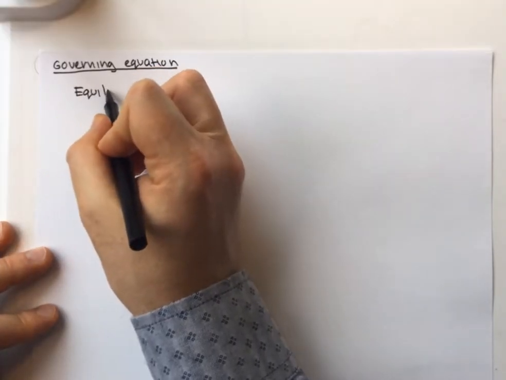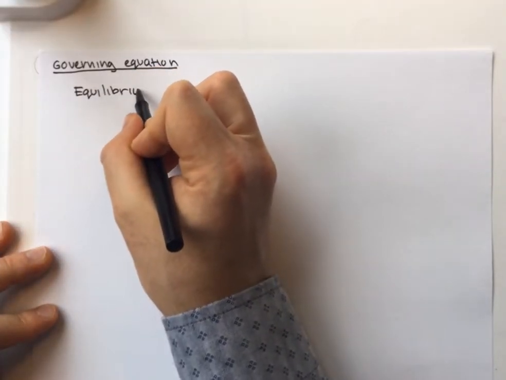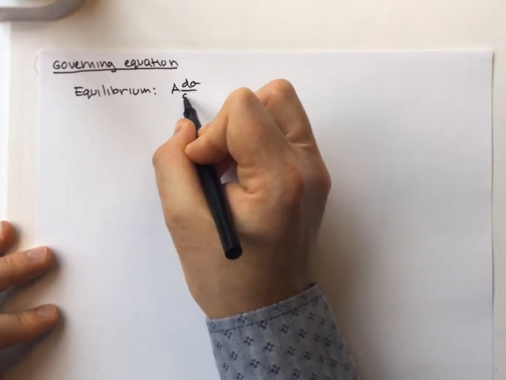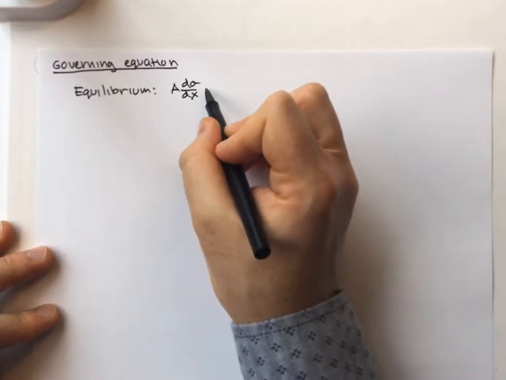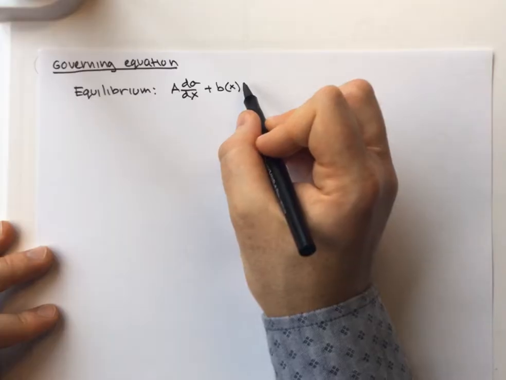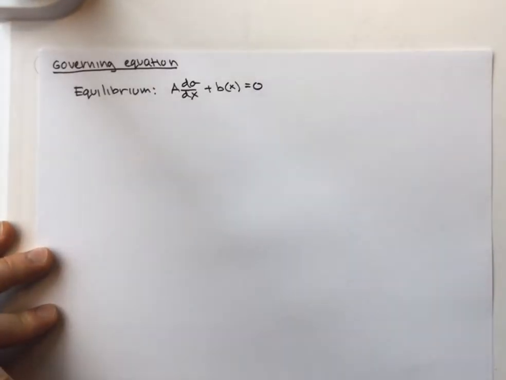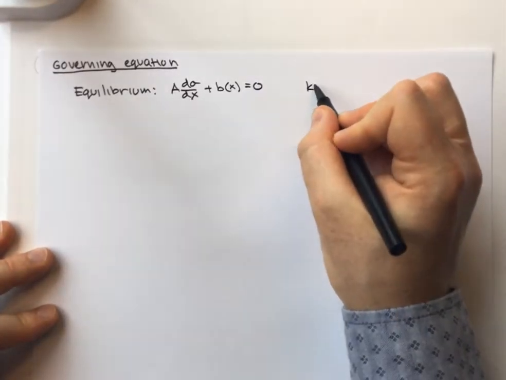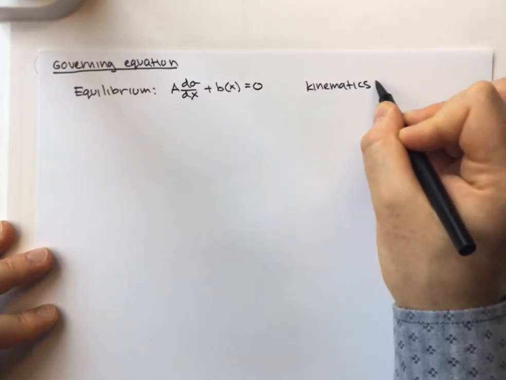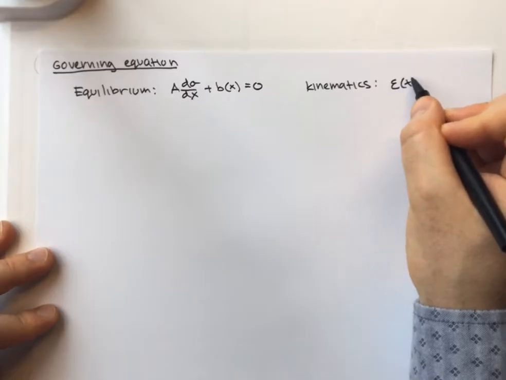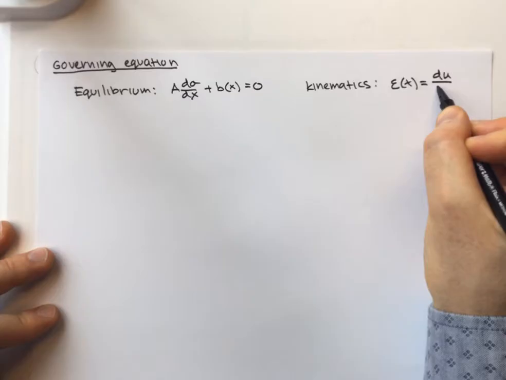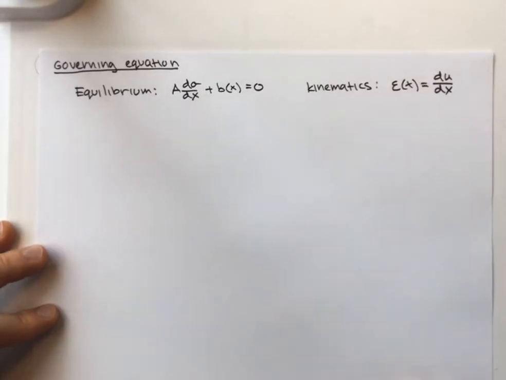First one was equilibrium. And that was the area times the change in stress with respect to x, plus the force per unit length. It's going to be equal to 0. We had kinematics, and that said that the strain as a function of x is going to just be equal to the derivative of the displacement with respect to x.